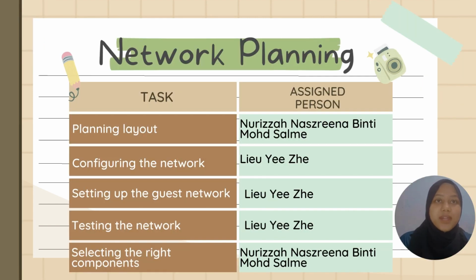For network planning, we divided the work into 5 tasks. The first task is planning the layout. The assigned person is myself. The next tasks are configuring the network, setting up the guest network, and testing the network. The assigned person is Liu Yizi. And the last task is selecting the right components. The assigned person is myself, Noriza Nazrina binti Muhammad Salmi.